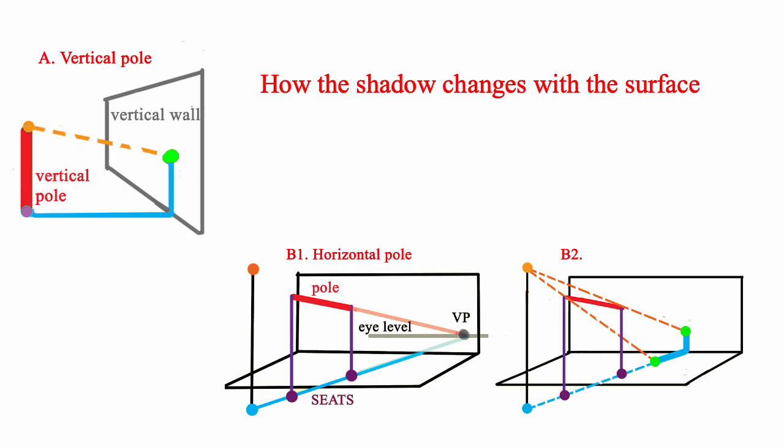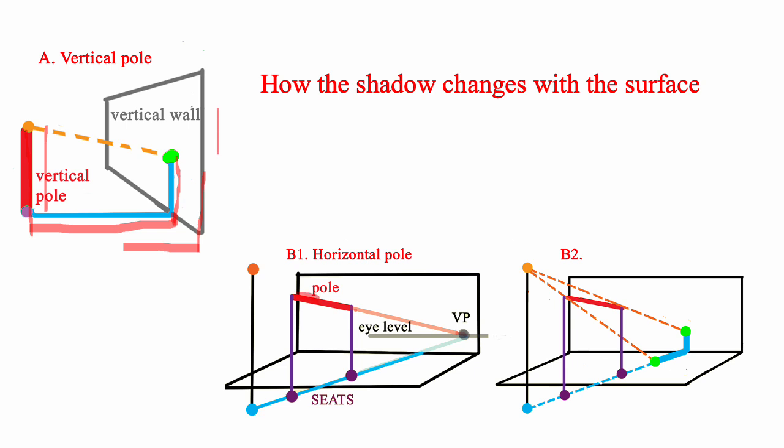The simplest surface change is going from the ground to a vertical wall. So here's a vertical pole and a horizontal shadow direction, and when it reaches the wall, it goes vertically up because the pole is vertical, not because the wall is vertical.